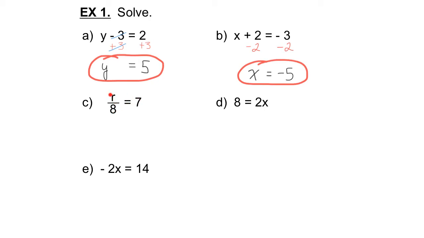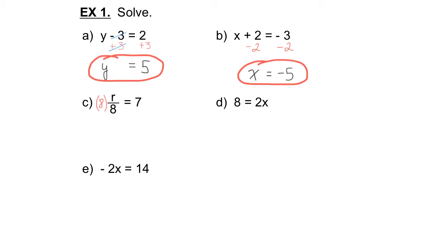Well, we want to do the same thing. Our goal is to solve for r. Right now it's being divided by 8. So to isolate r, we have to do the opposite operation. What's the opposite of dividing by 8? It's times 8. So we can multiply the left side by 8.